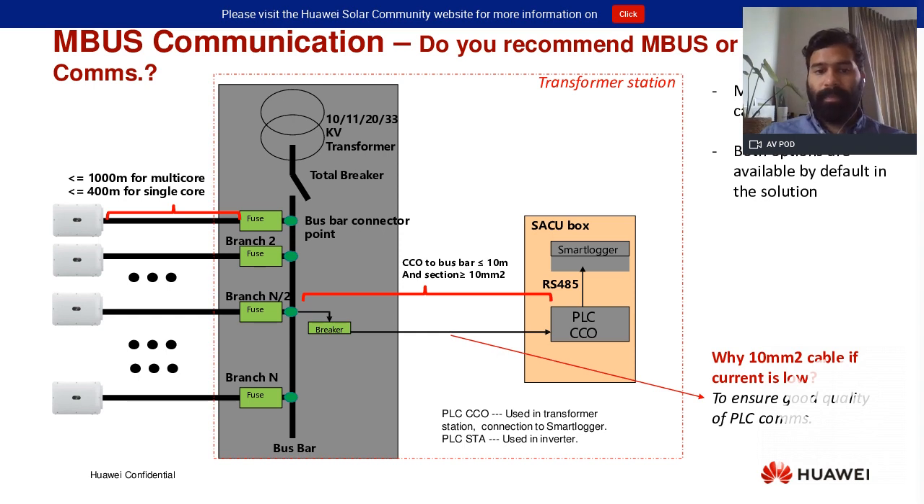On the side of the smart logger, you will need to place the smart logger no further than 10 meters. And also we recommend that the cable between the smart logger and the LB bus bar is of a section of at least 10 square millimeters. We do get a lot of questions why this cable has to be so thick for such a small equipment. And the reason is that this is not mainly a power cable. This is just to guarantee the PLC comms or the MBOS comms can be transferred with a good quality.